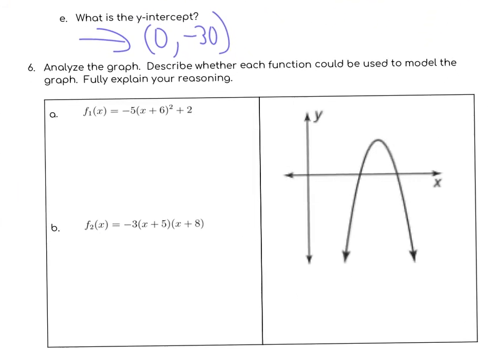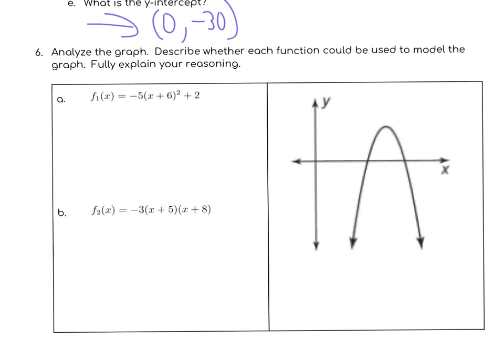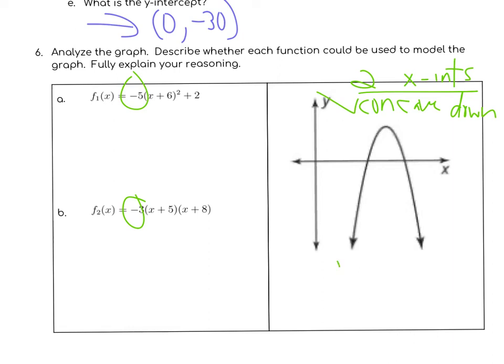Alrighty, analyze the graph. Describe whether each function can be used to model the graph. So when I'm analyzing the graph, I'm looking at the graph and I'm saying, okay, I notice that we have 2 x-intercepts. I notice that we have concave down. So both of these are concave down, so we have checked that off. Oh, I also have a vertex. Vertex, that's got to have a positive x and a positive y.